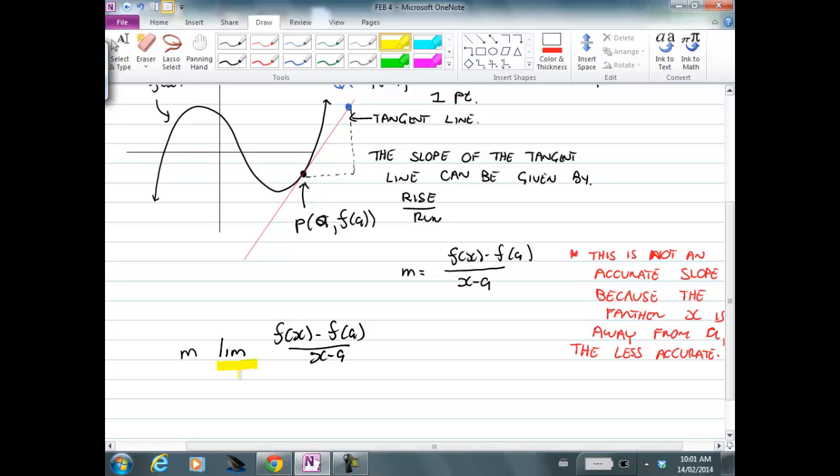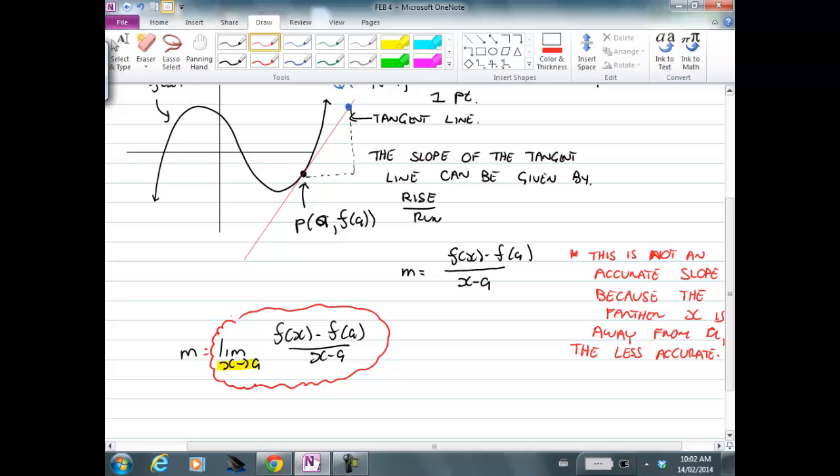Sorry, Vicky? A approaches x, opposite way. X approaches a. Because I just said, the farther x is away from a, so why don't we take the limit as x approaches a? Because when we do that, we get our best tangent slope. Bubble this formula for me, please. Notice this is only the slope of the tangent line.